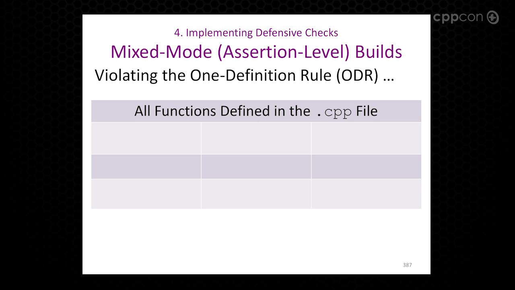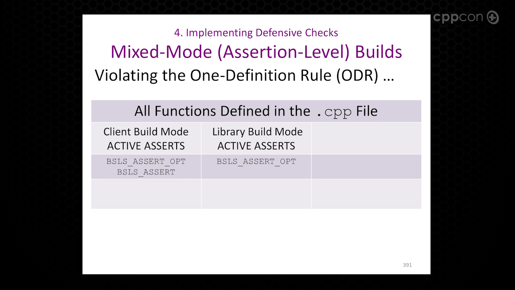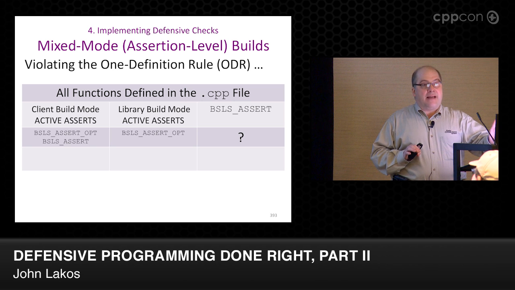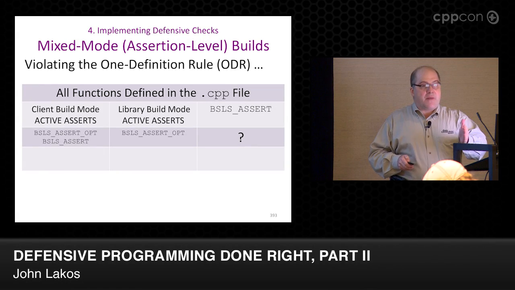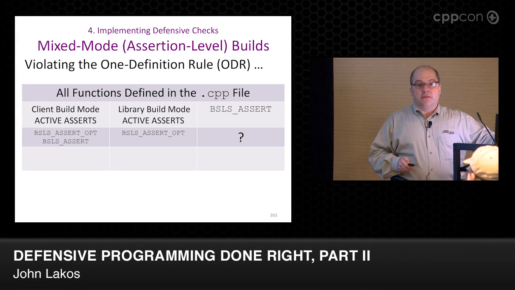So in a CPP file, suppose we have built the client with, let's say, optimized and default asserts active. But in the library, we've built it with just optimized. So the question is, when we look at something that's implemented in the CPP file of the library, is BSLS assert active? And what do you people think? I want to make clear what this is trying to say. We're saying we built the client in debug mode, and we built the library in optimized mode, and the assert lives in the CPP file of the library. So now the question is, will that assert fire in this mixed mode build? What do you think?